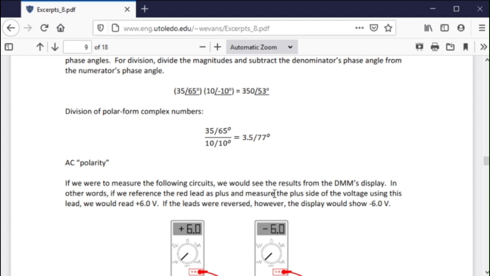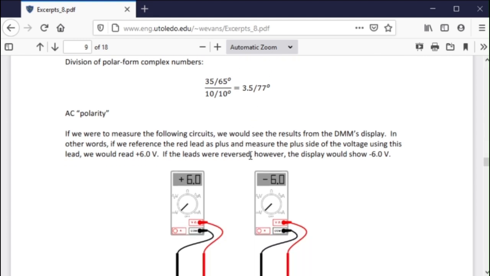Division is done a little differently, and it is 35 divided by 10, and it's 65 minus 10, or that's a typo again. That should be 65 minus 10, or 55. So this should be 55, and that should be 55 as well. So that's a little bit of an error.